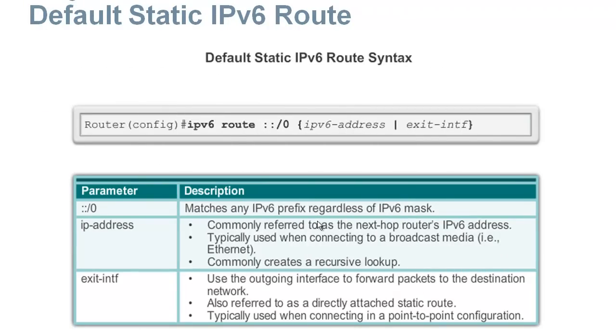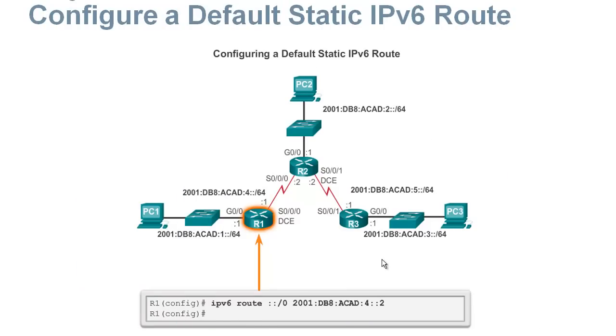All right, and then the default route is just ipv6 route followed by double colon. Remember, double colon means all zeros. So double colon slash 0, then the next hop IP address or the exit interface. It would look like this: ipv6 route, match everything, send to 4.2, which would be him right there.